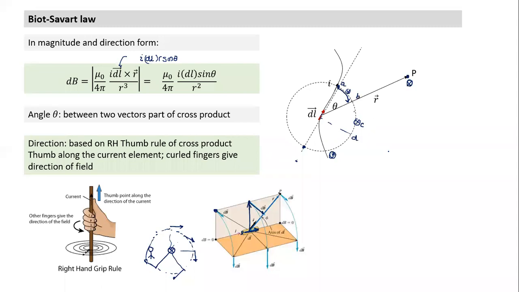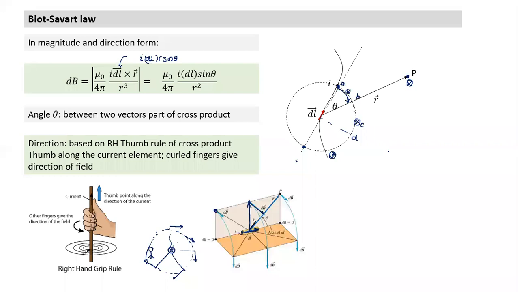Point A. Any point which lies on the line of the conducting element, the same line, will have zero field. This point has zero field, this point will have zero field. As the distance remains the same, as the angle keeps increasing until 90 degrees, the field will keep increasing.